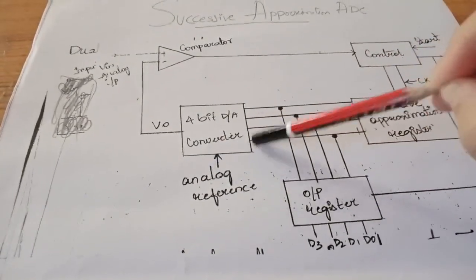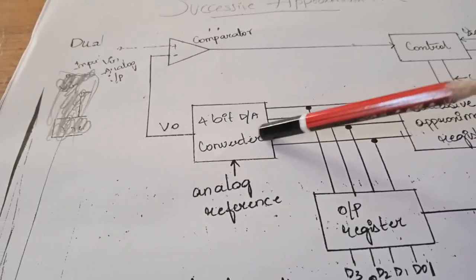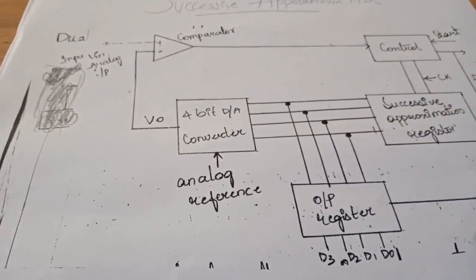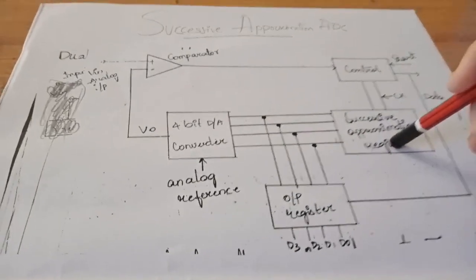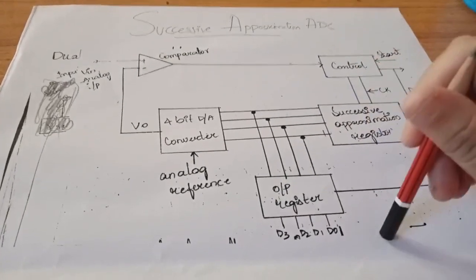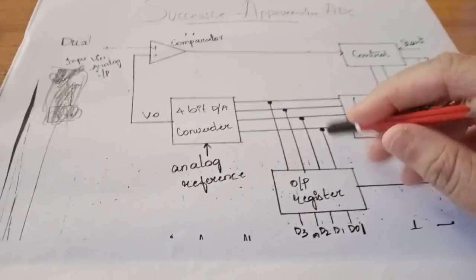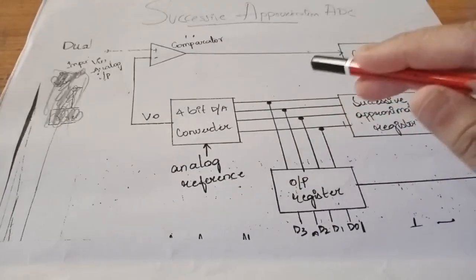Comparator, 4-bit D to A converter, meaning digital to analog converter, with an analog reference voltage. Then output register, successive approximation register, control logic. Okay, now first it includes the major parts. You have to write it in this way.